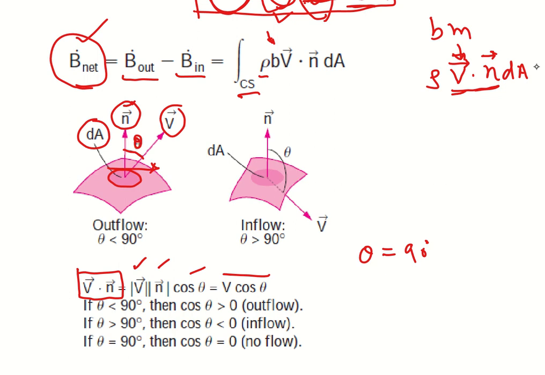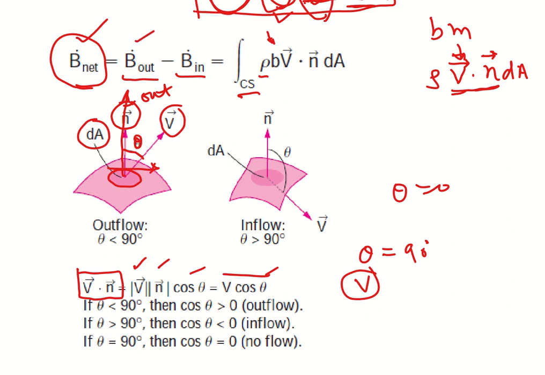When theta is equal to 0, we have v in this direction, so it represents outflow. So when theta is equal to 0, cos 0 is equal to 1, this will be v, only v, so it will be a plus sign.